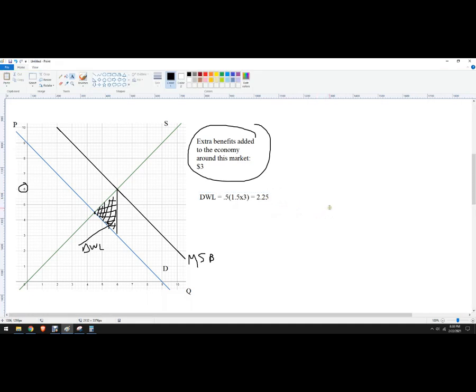Something to solve this whole thing is through excise taxes, or maybe property rights, maybe tradable pollution permits, something like that, some kind of subsidy, and there you go.